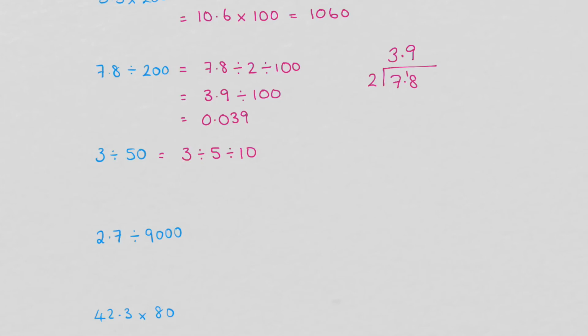Okay, so 3 divided by 5, well, 5 doesn't go into 3, so we carry the 3, and 5 into 30 goes 6 times. So this is 0.6 divided by 10, so the 6 needs to move into the second decimal place to give you 0.06.